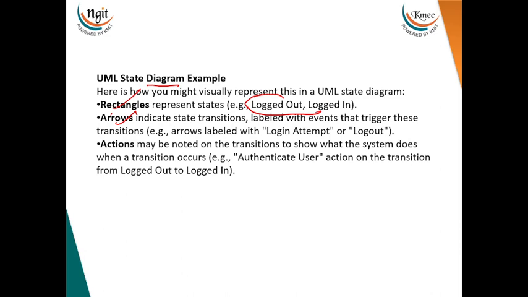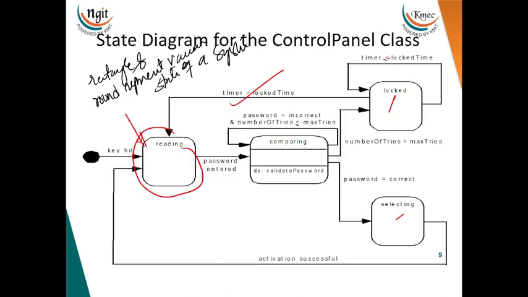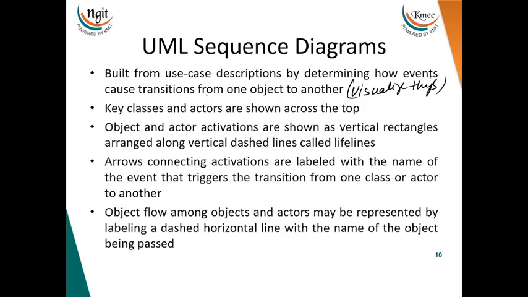How does the user act when the transaction authenticates the user? These are the options available. So, the state diagram: rectangles and rounded shapes represent the states of the system. Rectangles and rounded shapes represent the sequence of states. Correct. Now let's move on to the other UML diagram, the sequence diagram.